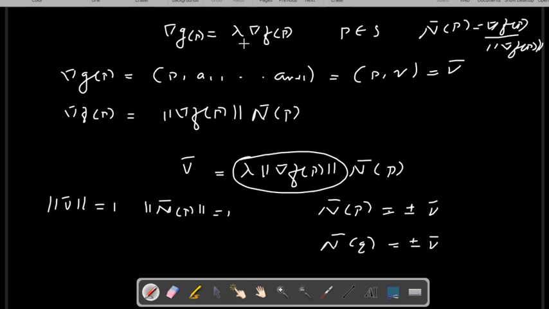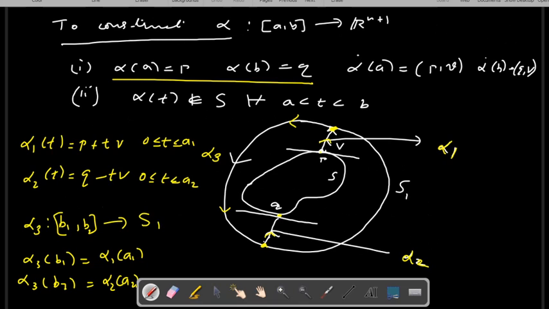Now by the Lagrange multiplier theorem you can write in this format. So you will get v = λ ‖∇f(p)‖ N(p). That means your N(p) must be equal to plus or minus v, because N and v are both unit vectors. In a similar way, if you consider q, you will get N(q) equal to plus or minus v. Then we have to show that N(p) and N(q) will never be equal. It will be either plus v, then the other will be minus v. That's what we have to show. So for that we have to construct a continuous map.